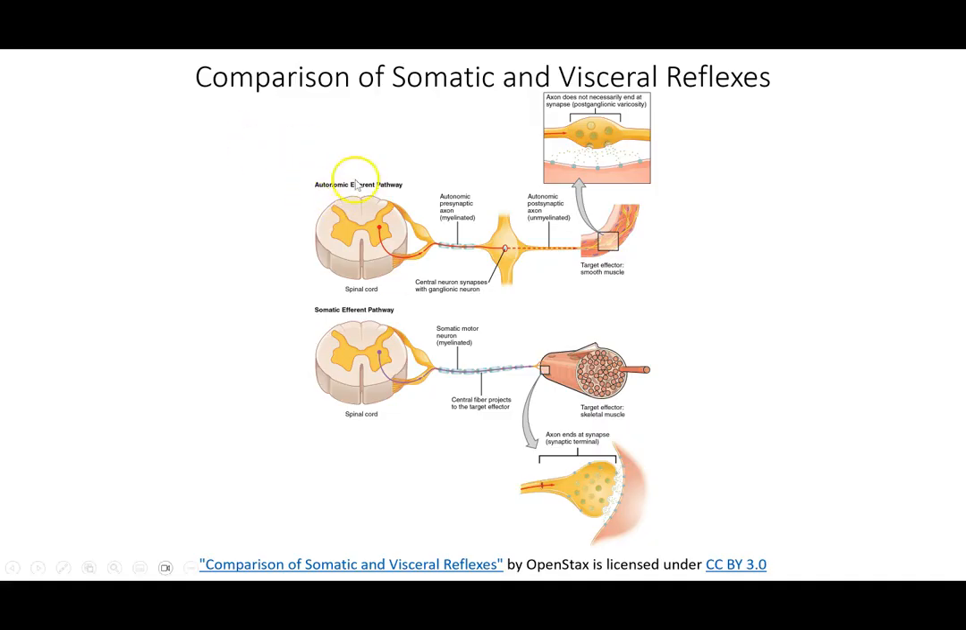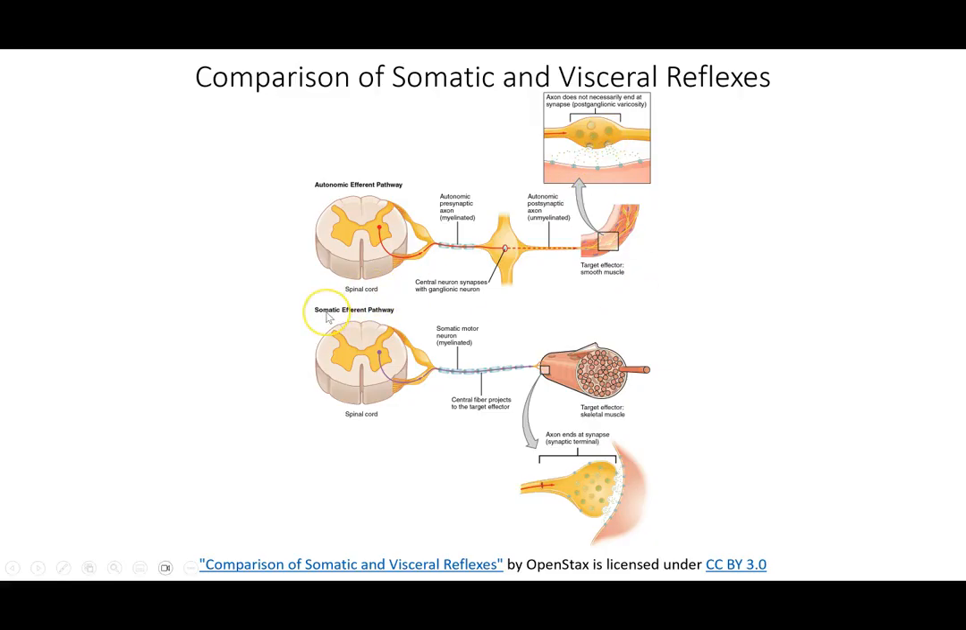So for that autonomic efferent pathway, we are going to have that lateral horn right there innervating out to the presynaptic axon. So we have a myelinated axon here to the ganglionic neuron out here. And that's going to go out to that target effector with that varicosity out there on the axon to trigger some sort of change.